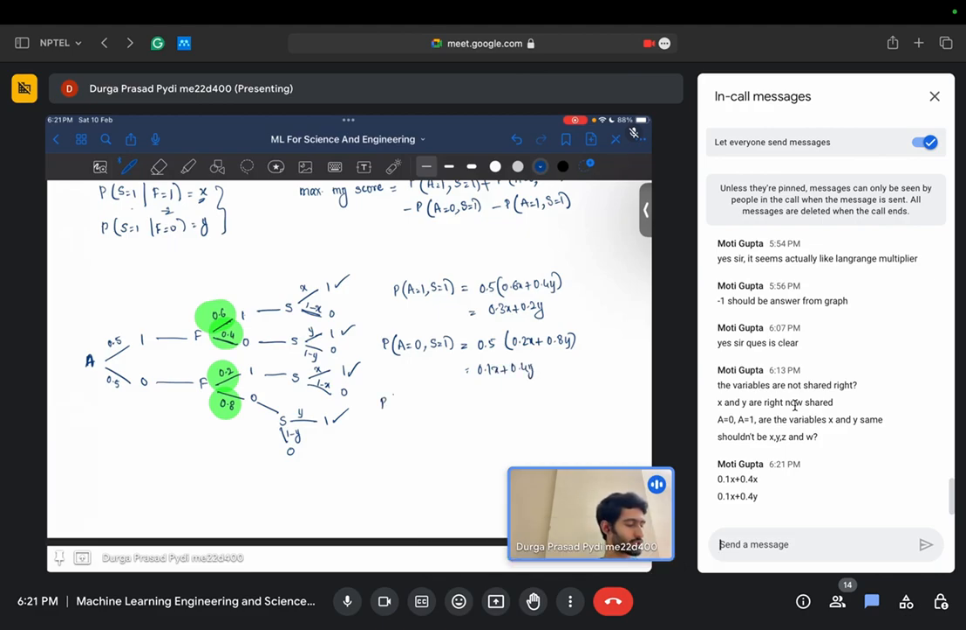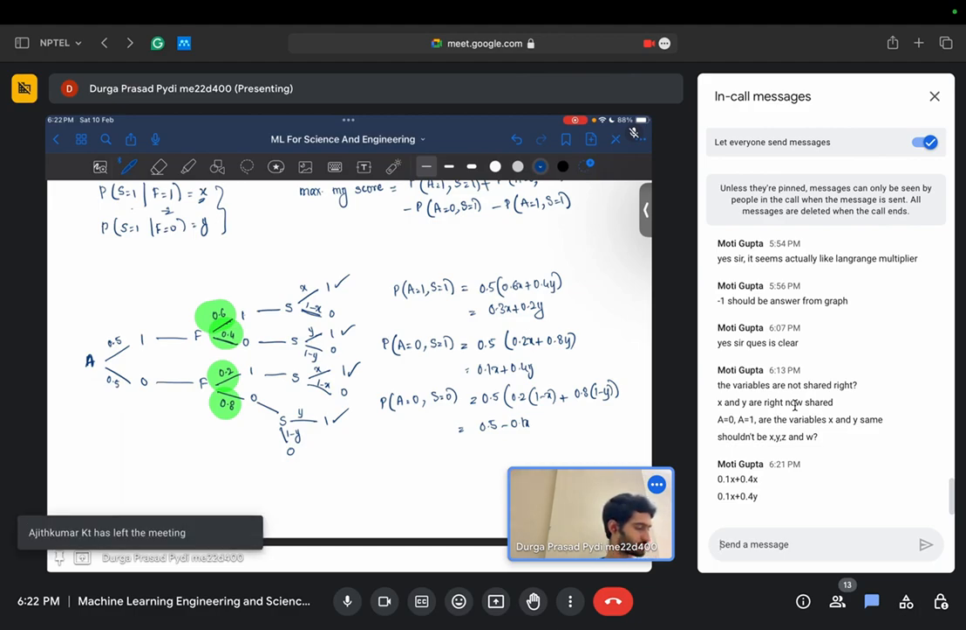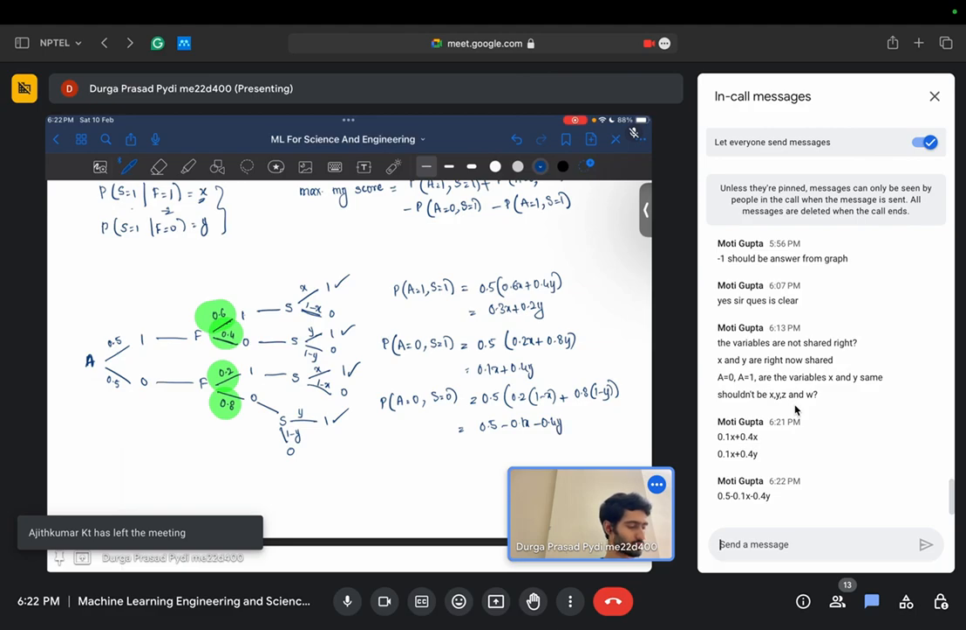And similarly the other ones. So if I just write quickly, you have A equal to 0, S equal to 0. So A equal to 0 and S equal to 0 is this particular path and this particular path. That should be 0.2 times (1 minus x) and 0.8 times (1 minus y). And similarly the last case, A equal to 1 and S equal to 0.